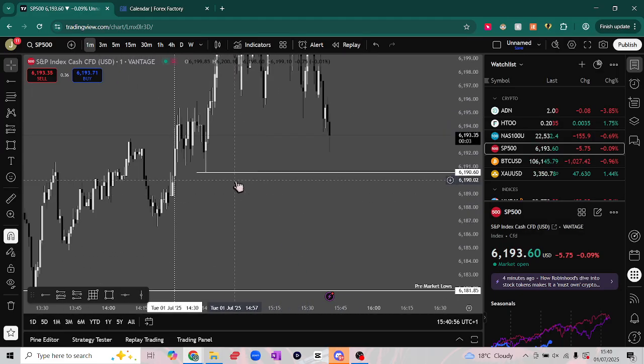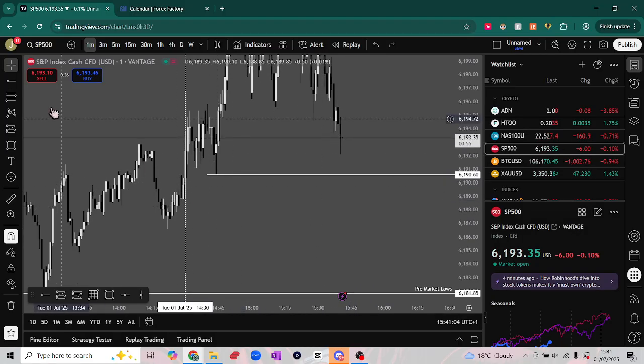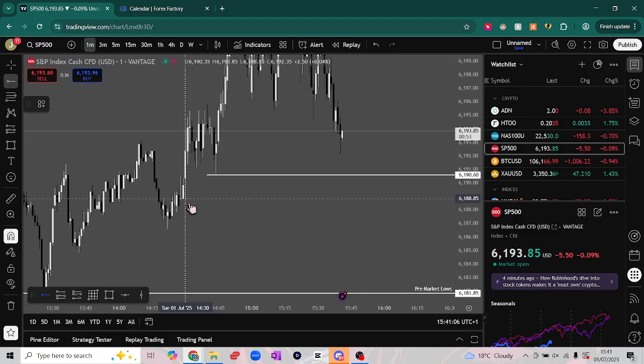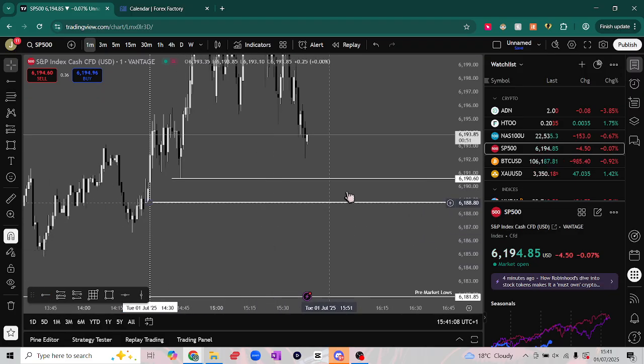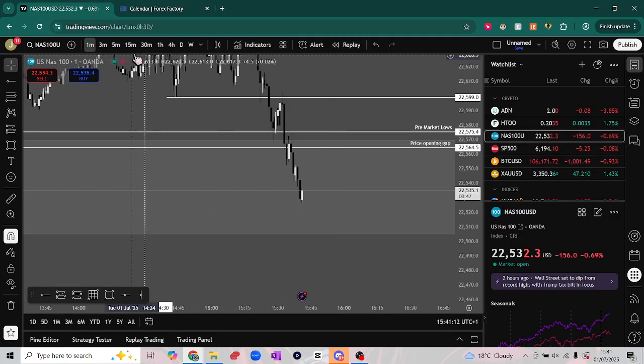Oh, here we go. Maybe the S&P wants to take out some of the lows from market open. I mean, we do have market open low here, so marked it out, and let's see what happens.